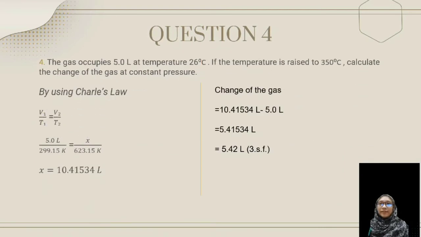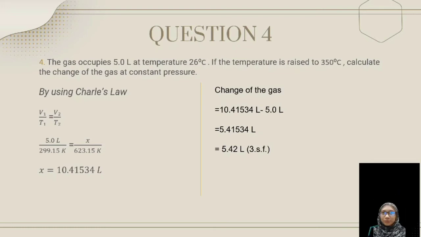Question 4. A gas occupies 5 liters at a temperature of 26 Celsius. If the temperature is raised to 350 Celsius, calculate the change in volume of the gas at constant pressure. As we know, this is shown by Charles' law, so we use V1 over T1 equals V2 over T2. V1 is 5 liters and T1 is 26 Celsius. We should change Celsius to Kelvin by adding 273.15, so we get 299.15 Kelvin.